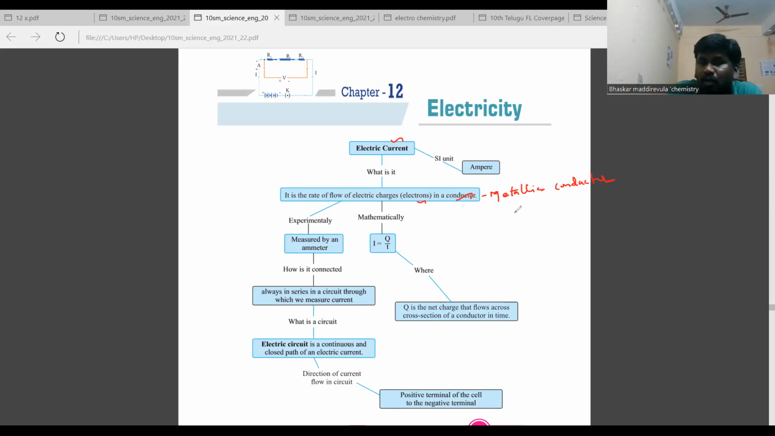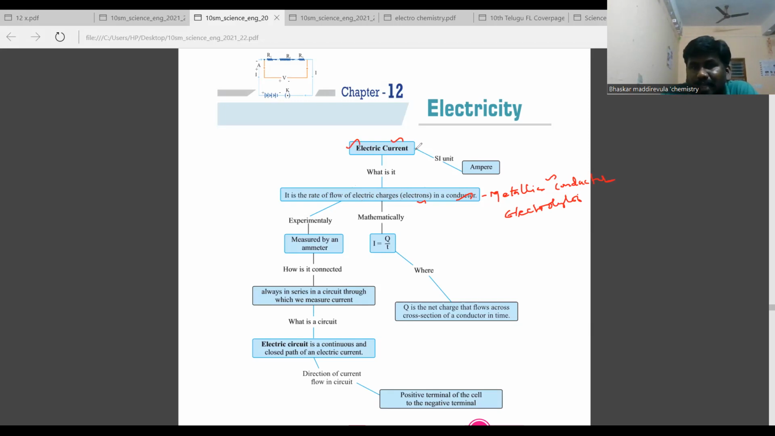Suppose you talk about electrolytes, the liquid conductors. In that case it is different. In the case of electrolytes, the charges we consider as ions. Now here purely we are talking about the metallic conductor, that's why we are talking about electrons. The rate of flow of electric charges in a conductor we consider as electric current.